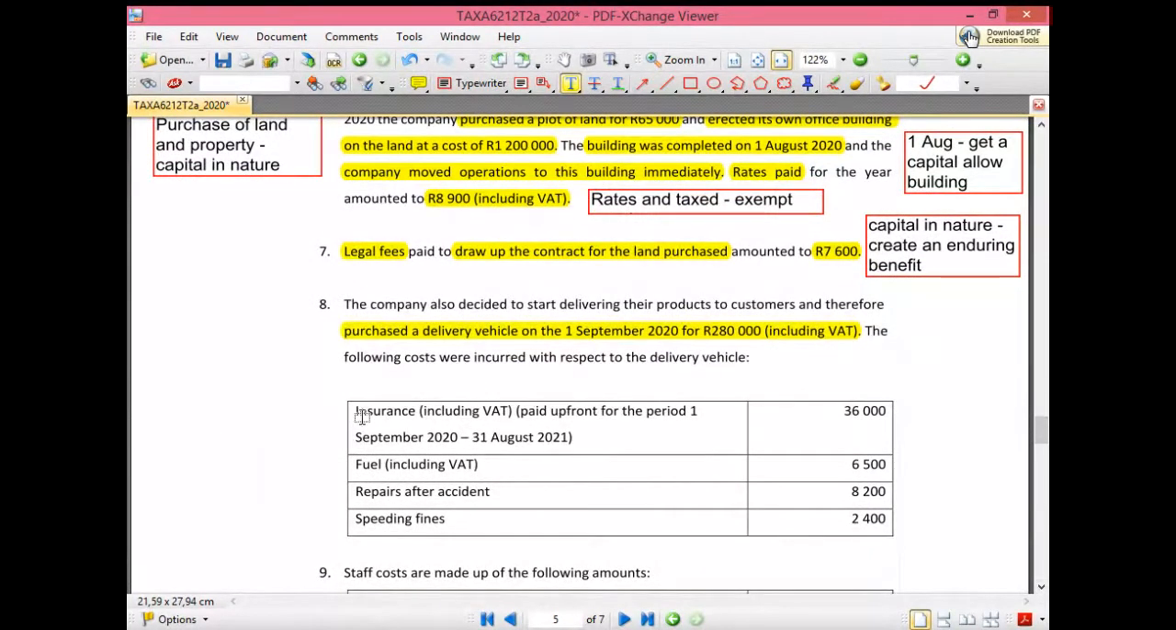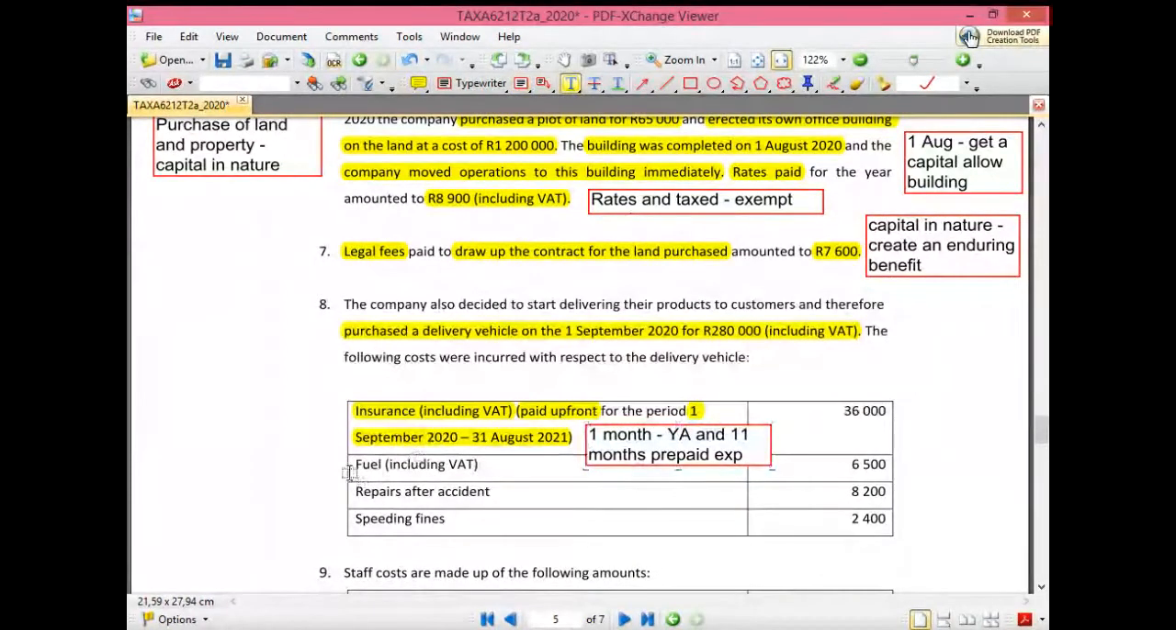Okay, so we've got insurance, inclusive of VAT. They paid it upfront from 1 September 2020 to 31st of March. Now, if we look at when our year end is, 1 month is in our year of assessment, and the remaining 11 months is a prepaid expense. Okay, so that means we need to look at section 23H to see how to deal with that.